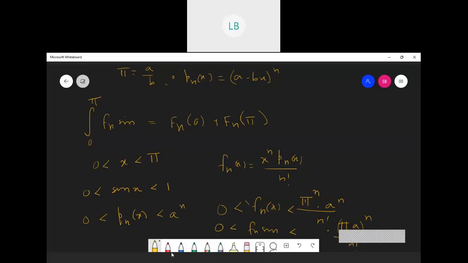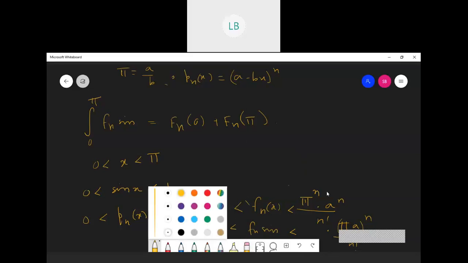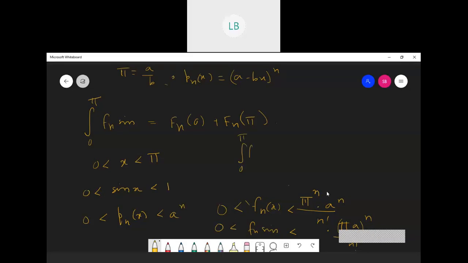Okay. So write down the conclusion again. Here we concluded this. So this function is greater than 0 and less than this term in the interval. So by a basic property of integration, we can say the integration from 0 to pi of this function f of sine x will be less than the length of the interval, that is pi, times the maximum value it can attain, that is pi a whole power n by n factorial, and is greater than obviously 0. This is very important. This we'll use here and there.